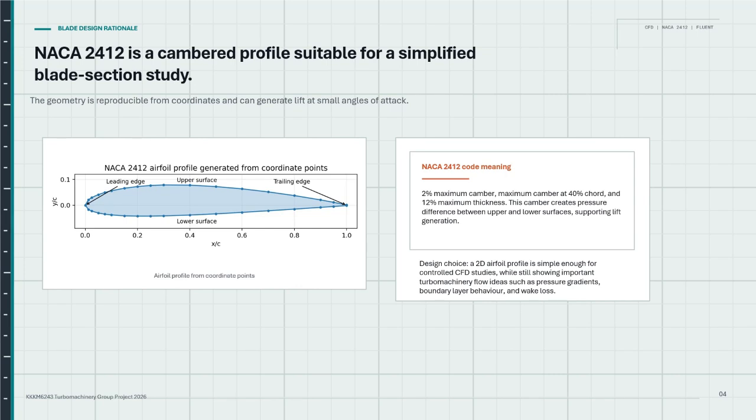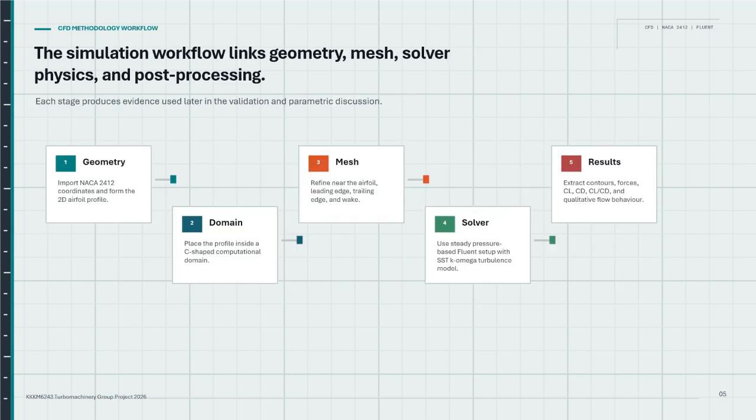We chose a 2D airfoil profile. A 2D airfoil profile is simple enough for controlled CFD studies while still showing important turbomachinery flow ideas such as pressure gradients, boundary layer behavior, and wake losses. The simulation workflow links geometry, mesh, solver, physics, and post-processing. Each stage produces evidence used later in the validation and parametric discussion.